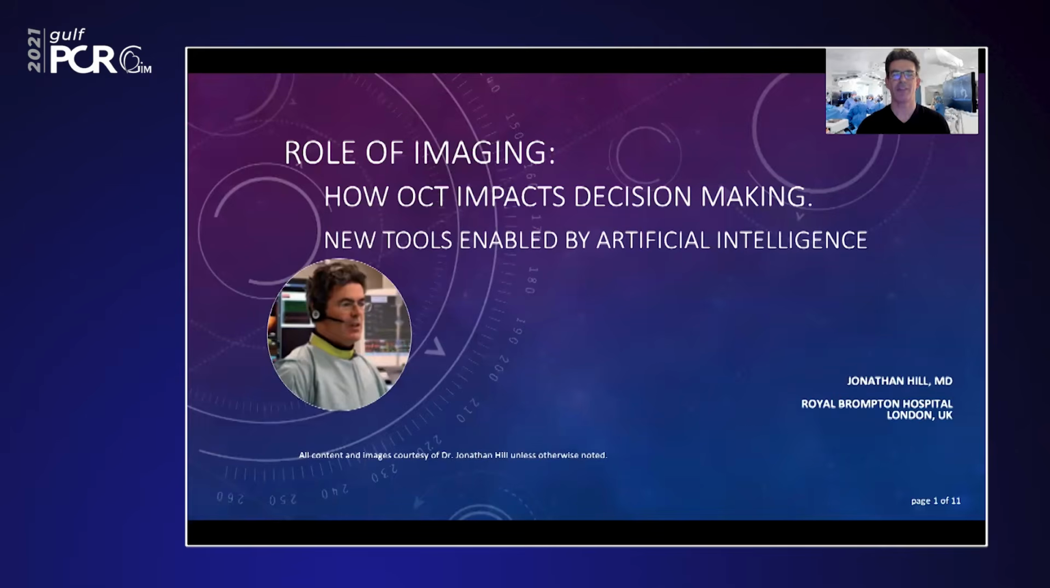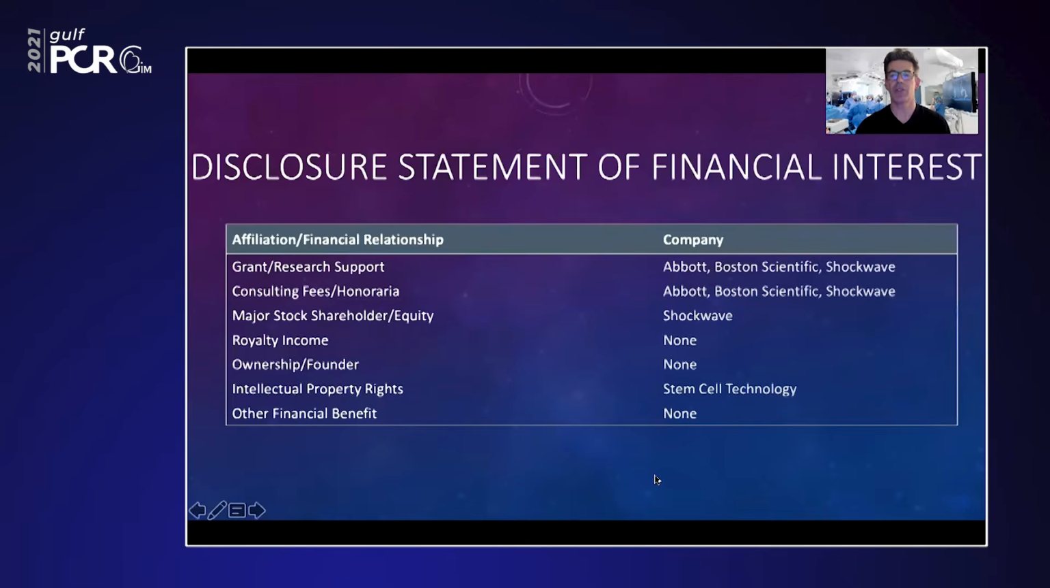It's a great pleasure to be here as part of this symposium. I'm sorry that I can't be with you in person. I'm going to be talking about the role of imaging, and in particular, how OCT impacts decision-making. And we're going to be talking about the new tools enabled by artificial intelligence. These are my disclosures.